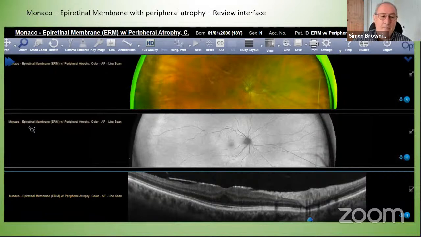I just show you here the sort of screen base you get when you take an image. You can see in the study layout there, you've got 3 bars. This particular layout gives us the color image, the autofluorescent image, and the OCT image at the bottom. So we can look at this patient on one screen, having taken one set of images, and see what's going on.